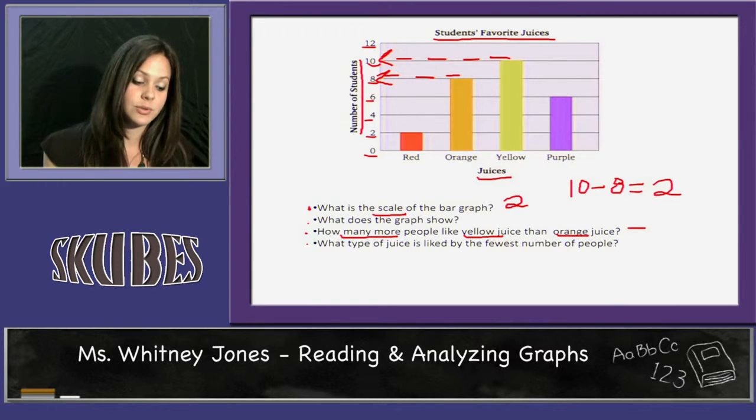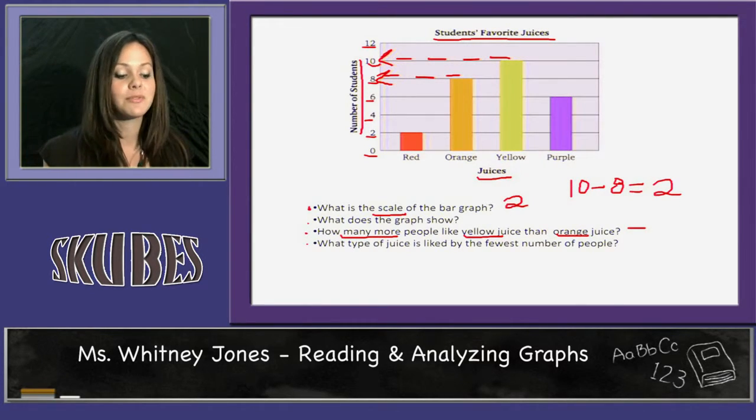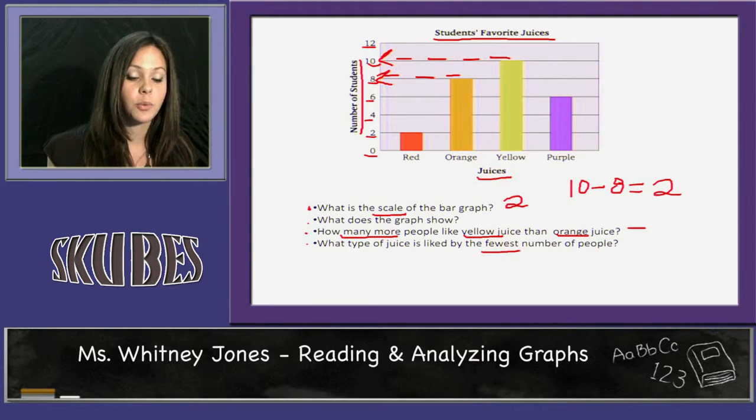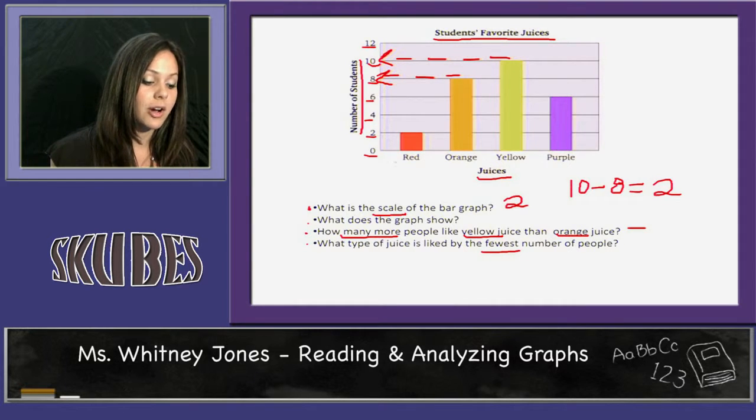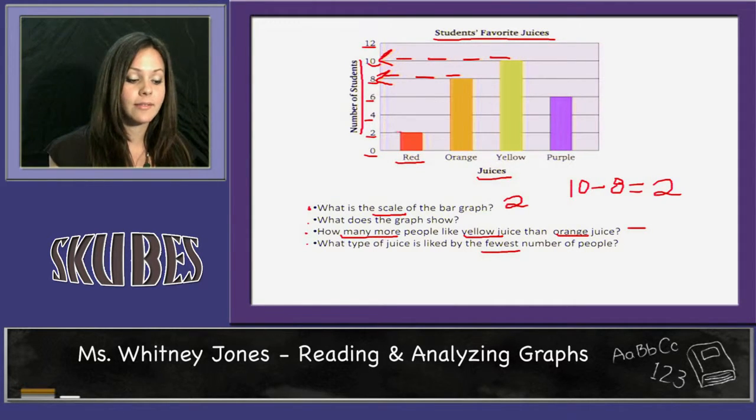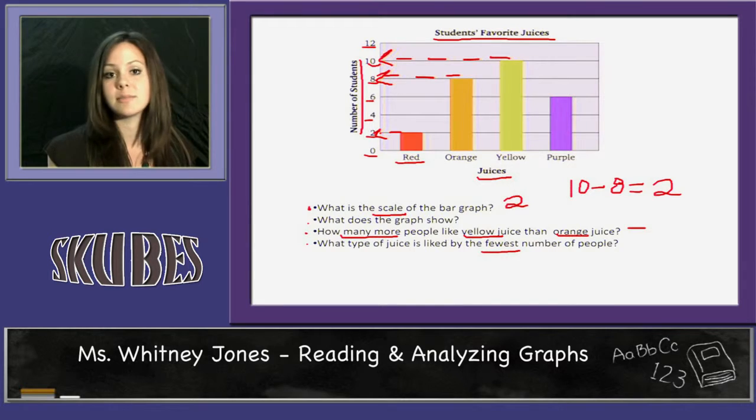The next question says, what type of juice is liked by the fewest number of people? The word fewest means the least amount. So when we look at the bars, we can see that red, with only 2 votes, is the smallest bar.